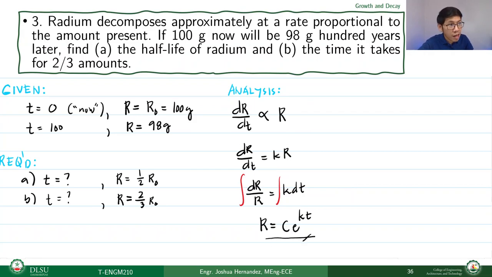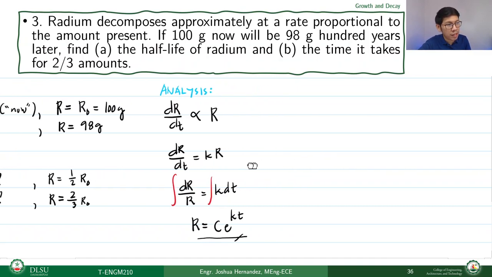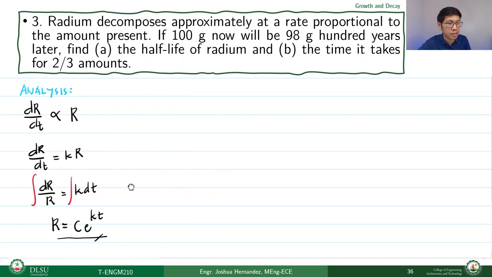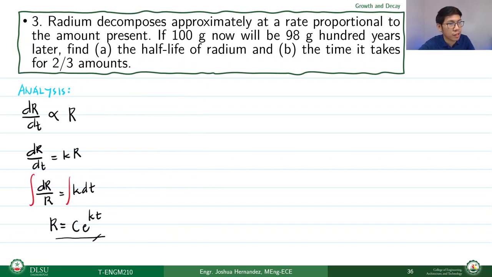Now, meron tayong dalawang arbitrary constants na kailangan nating hanapin. At ano yung dalawang yon? Correct. Yung C at yung K. Hanapin natin si C at mahanap natin siya pag gumamit tayo ng initial value condition. Ayun. This is an initial value problem, no? And let us use yung ating initial condition, which is initially daw, when t is equal to 0, in ngayong now, the amount of radium is 100 grams. Tama.